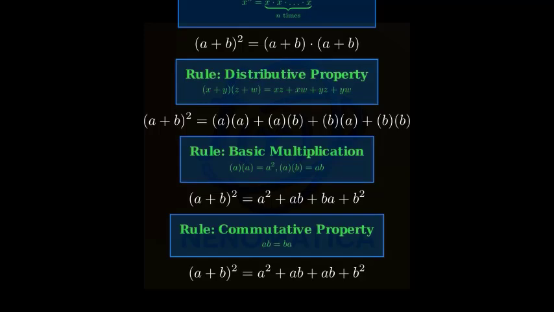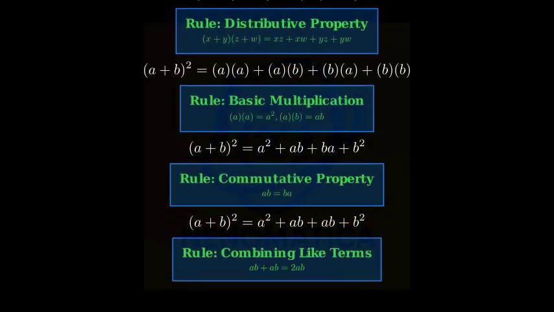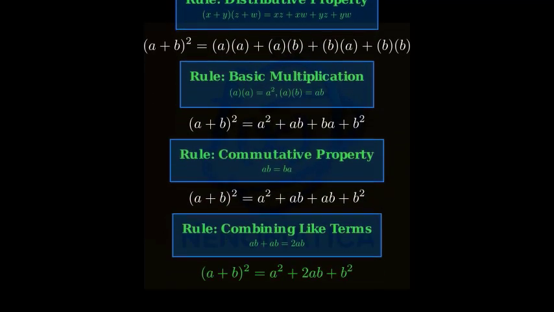Now we can combine like terms. We have ab appearing twice, so ab + ab equals 2ab. This gives us our final result, a² + 2ab + b². Now, let's see our first example.